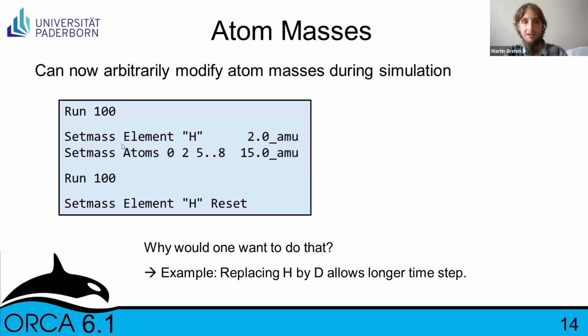And you can do this as many times as you want because it is executed as a script. So you can also change the masses of your elements multiple times per run and always perform a short run. For example, you could ramp the mass up or down gradually. And if you want the original masses again, you can just put reset and it will put all your masses to the physically correct value again.